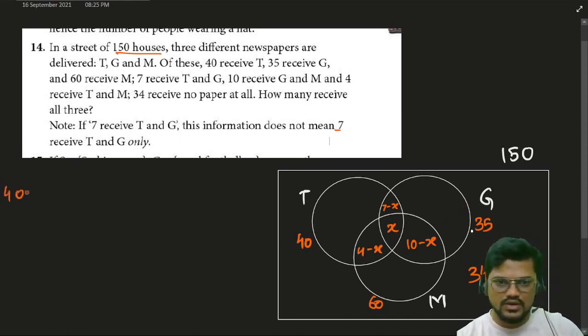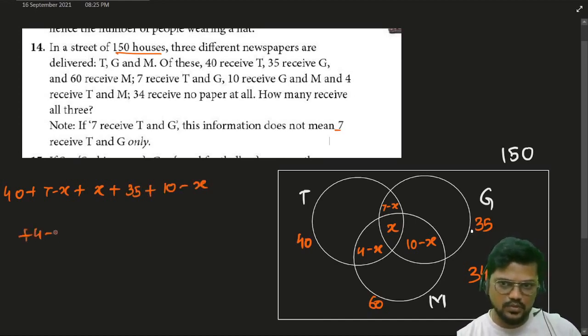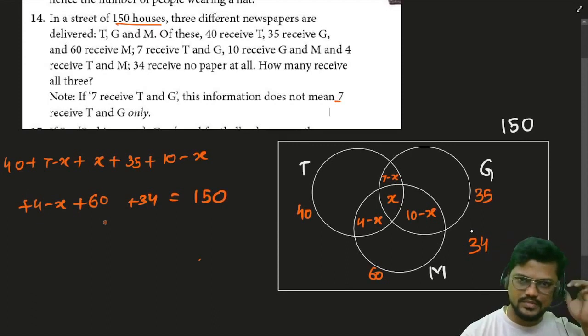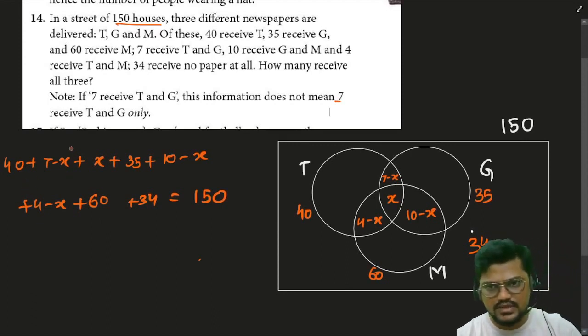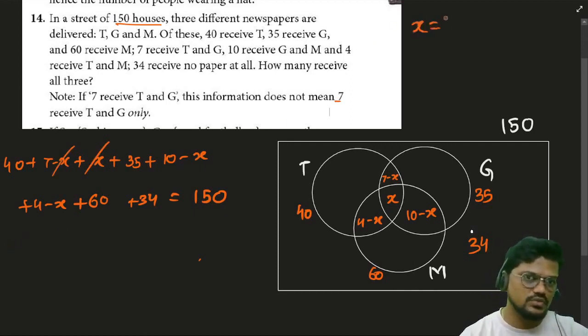So again, 40 plus 7 minus X plus X plus 35 plus 10 minus X plus 4 minus X plus 60 plus 34 equals 150. Now if you solve, you'll get again the value of X as 2 only. See, I'll solve. This minus 6 plus 6 will get cancelled. You'll get the value of X as? Sir, 2.